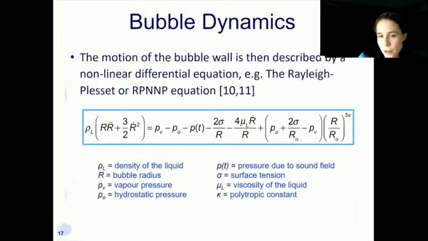And if we then apply Newton's second law and come up with an equation that describes the dynamics of a bubble, we end up with this rather horrible looking nonlinear equation known as the Rayleigh-Plesset equation, which describes how a bubble will actually respond to an ultrasound field. So we have the density of the surrounding liquid and the acceleration of the bubble wall. So basically this is the MA term in F equals MA. It's nonlinear, as you can see from the R squared term.